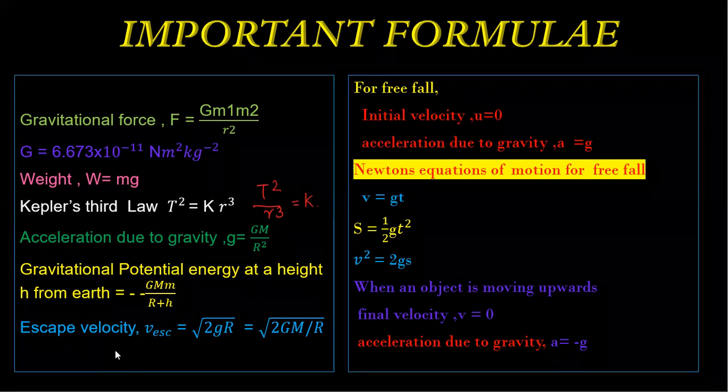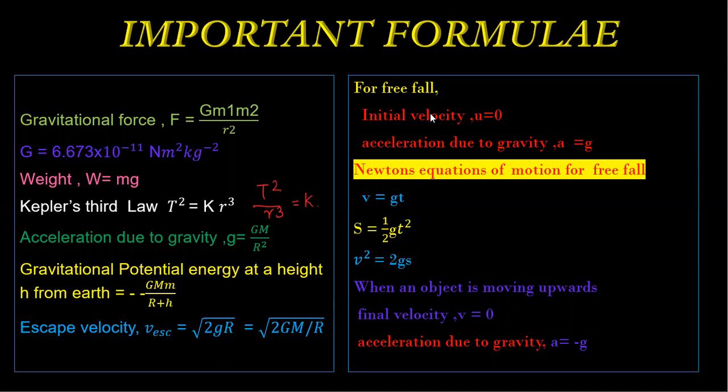Now for free fall, this is very important. This you have to keep in mind. For a freely falling object, its initial velocity will be equal to 0 and it is coming down. Okay, freely falling means it is moving towards the earth, so it is in the direction of acceleration due to gravity, or in the direction of gravitational attraction. So a will be equal to g.